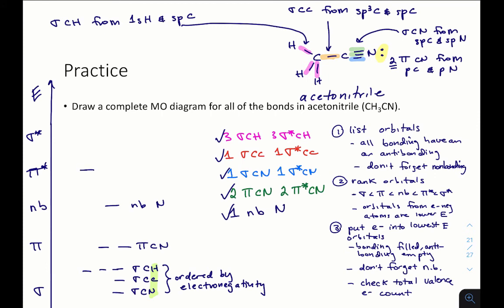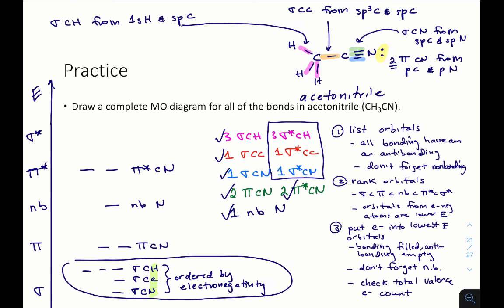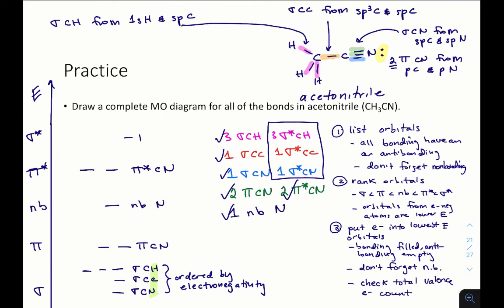Now pi star, 2 degenerate pi star CN orbitals. Then the sigma stars. So we have 5 sigma star orbitals. Just as we did for the sigma orbitals, we order them by electronegativity. Orbitals derived from more electronegative atoms are lower energy. So the lowest energy of the sigma star orbitals is the sigma star CN. Then the sigma star CC. The highest energy is the sigma star CH.